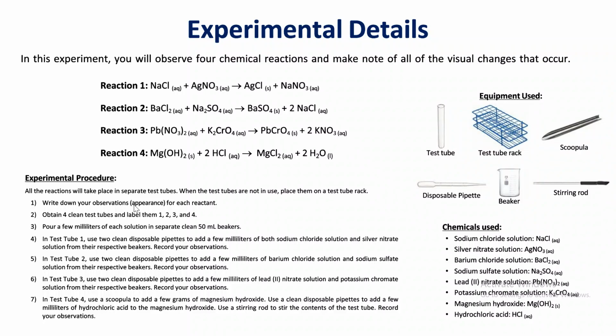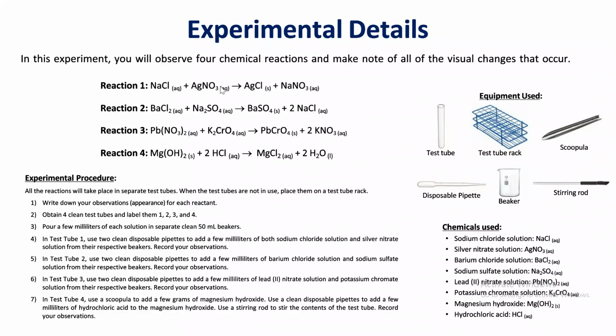You're going to write down all the observations for every reactant. That's the first step. We are going to obtain 4 clean test tubes and label them 1, 2, 3, 4. We're going to pour a few milliliters of each solution in a separate clean 50 milliliter beaker. Now in test tube 1, we're going to use 2 clean disposable pipettes to add a few milliliters of both sodium chloride NaCl solution and silver nitrate AgNO3 from their respective beaker, and we're going to notice what is going to happen.